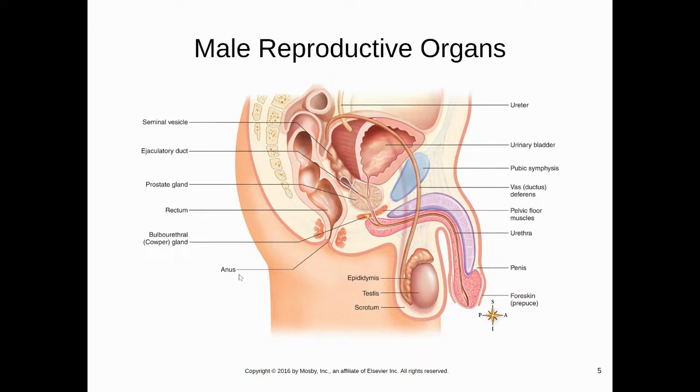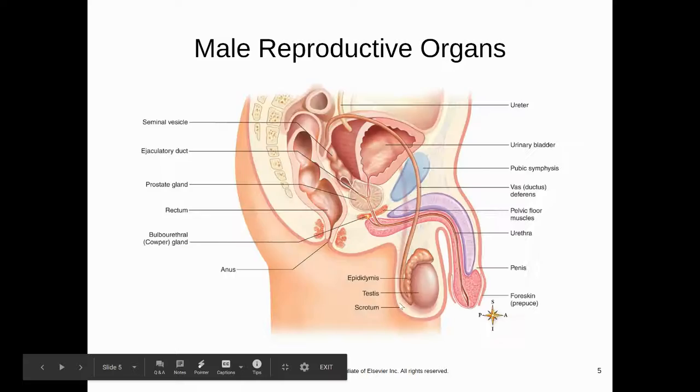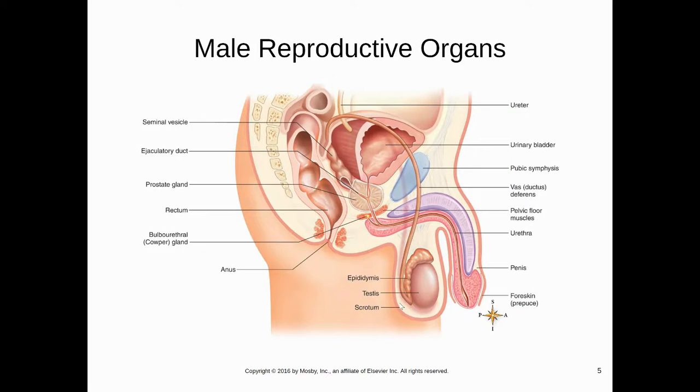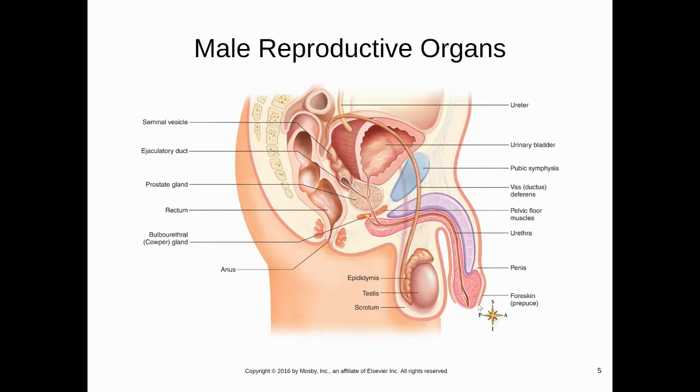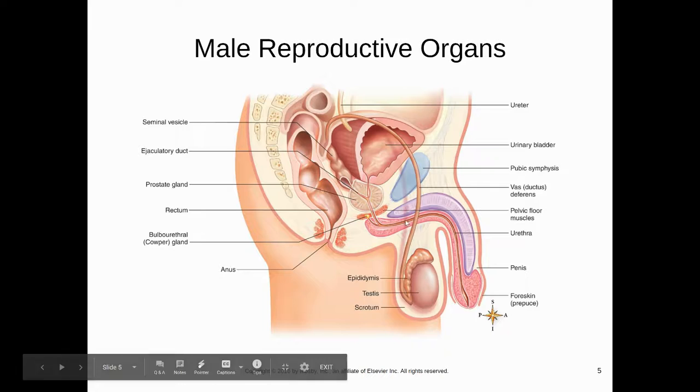So we've got all of our structures here. These are our testes. This is where all of our gametes are made. They go from our testes all the way through this whole structure and eventually come out here. Each of these areas plays a different role in making male reproduction occur.